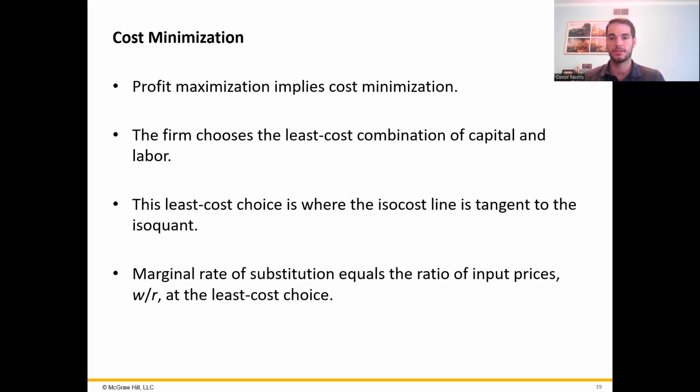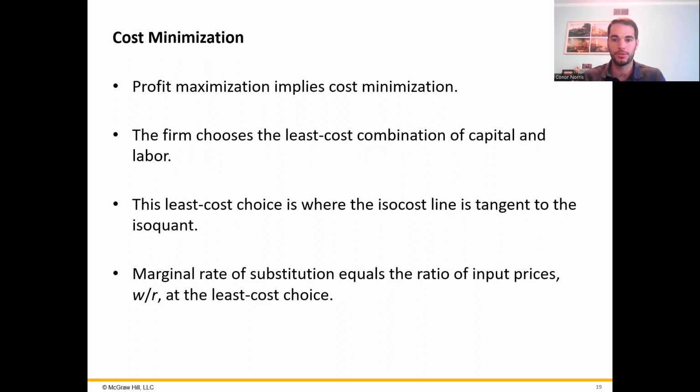So firms have to carefully consider their costs. In the long run, this is both labor and capital. In the short run, we're just talking about labor, but in the long run, it's both. So to do so, the firm has to choose the least cost combination of capital and labor. Firms actively compare costs, and when the relative prices between them change, so if labor becomes more expensive or capital becomes cheaper, they'll substitute between the two. So if wages rise, the firm might buy more capital and rely less on labor.